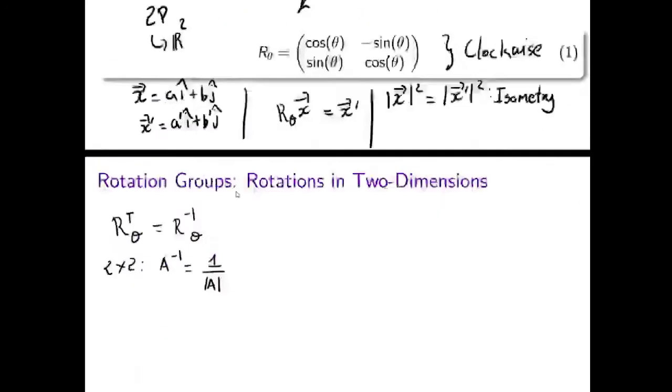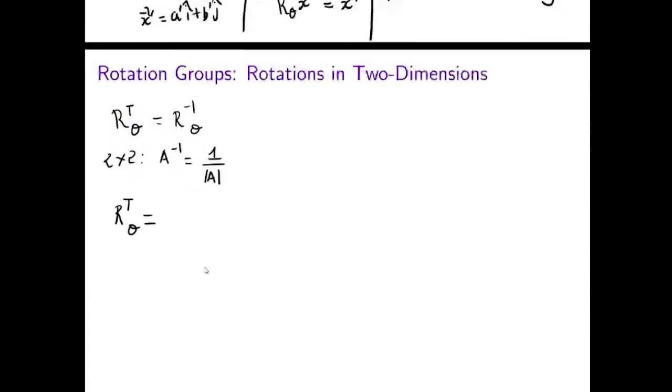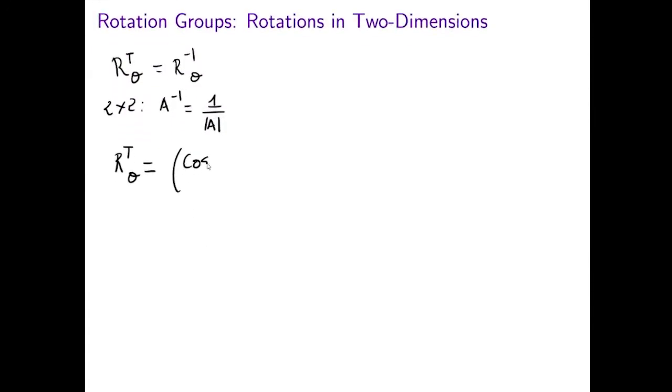An interesting feature is that its transpose is equal to its inverse. And why is this? Because for a 2 by 2 matrix, if you want to calculate A inverse, it's basically 1 over the determinant of A times the adjugate. Well, here we know the determinant is 1, so it's just equal to the transpose. What is the transpose, however? It's a very good question. Transpose is just swapping the second leading.